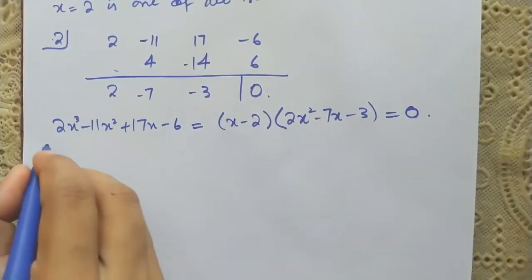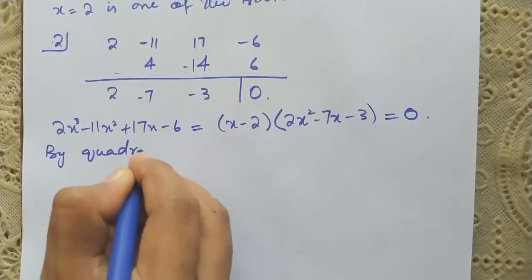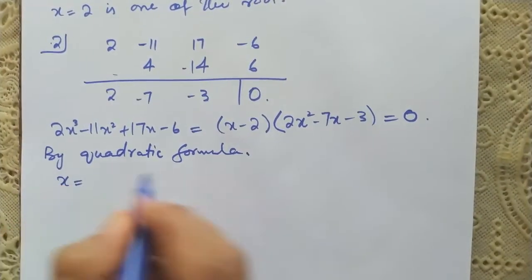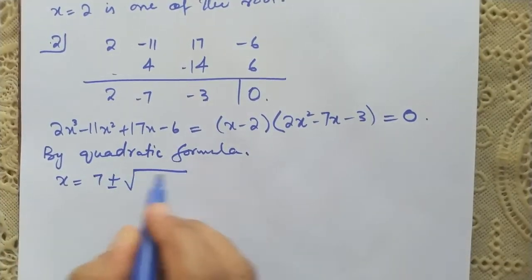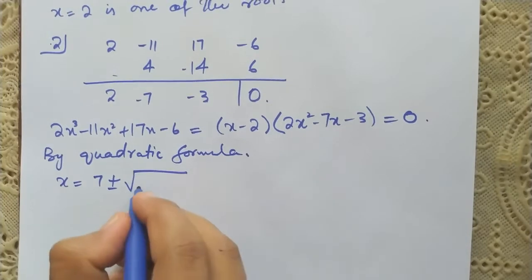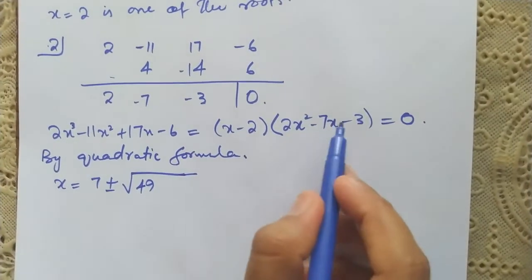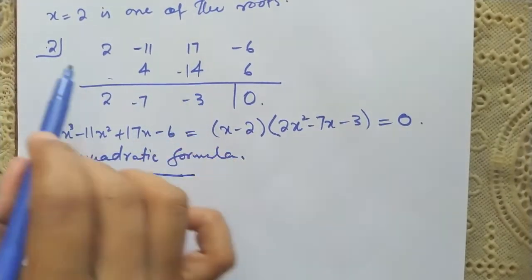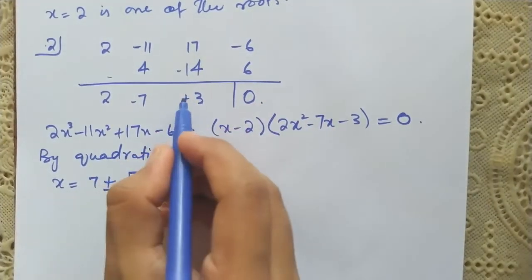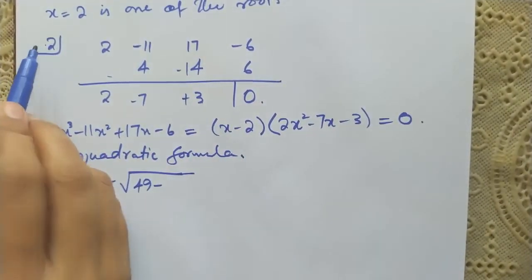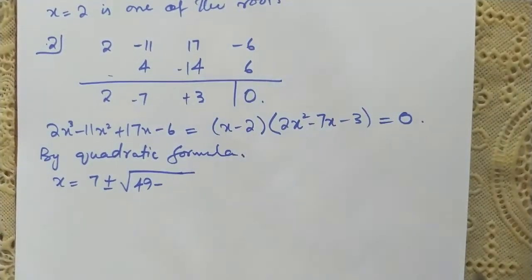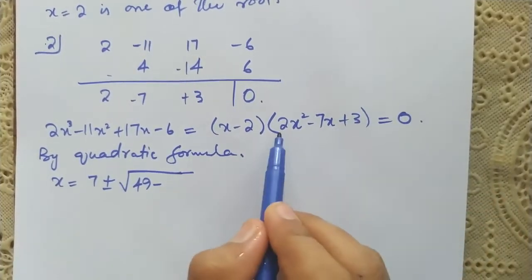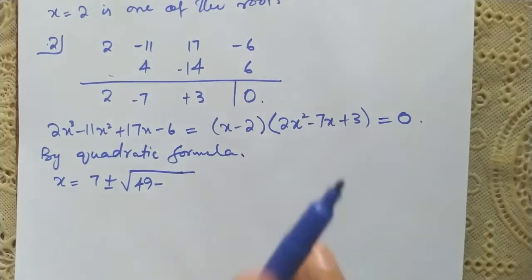By quadratic formula, we have x is equal to minus b, means 7, plus minus radical b square minus 4ac. Sorry, I made a mistake. It will be plus 3. When plus 3 is multiplied by this 2, you will get plus 6. So the quadratic factor will have this positive sign. Right, so 2x square minus 7x plus 3 is equal to 0.